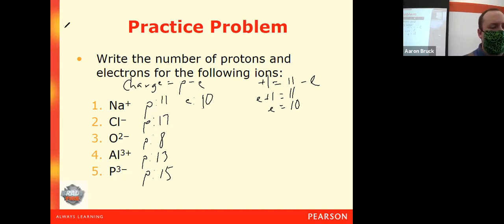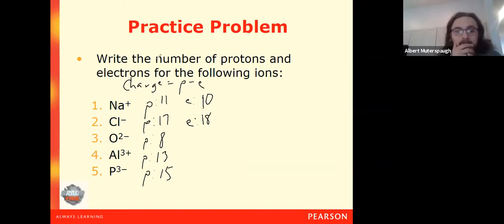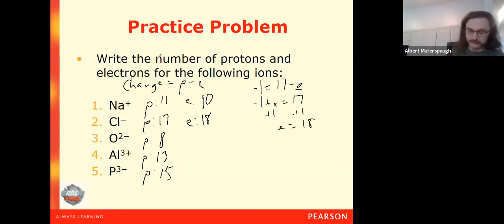What about for chloride, Cl minus 1? How many electrons are we dealing with there? It is 18. So where does that come from? Again, the same kind of logic, the same kind of algebra. -1 is equal to 17 minus my number of electrons. If I add electrons to each side, and then add 1 to each side, I get 18.